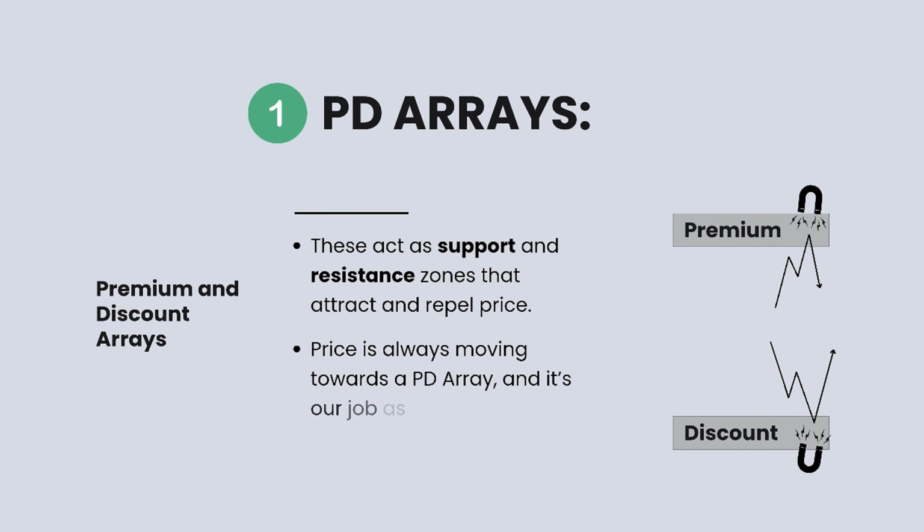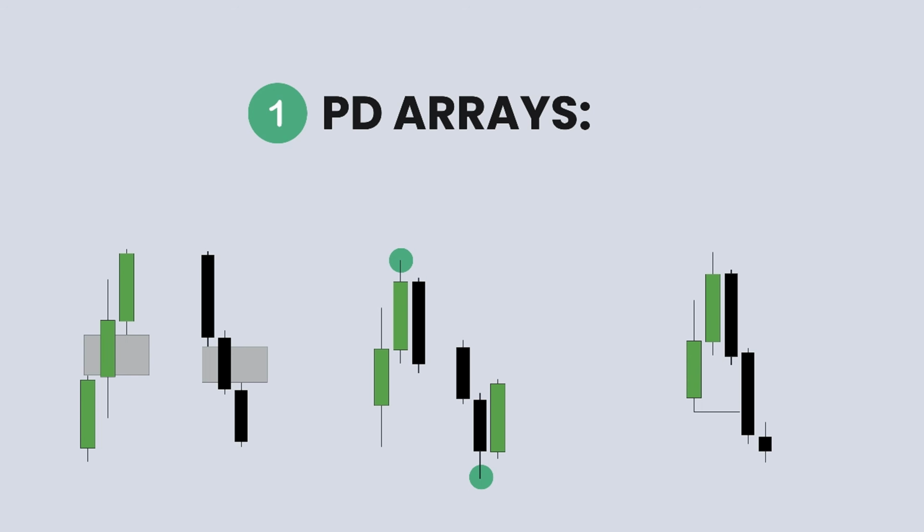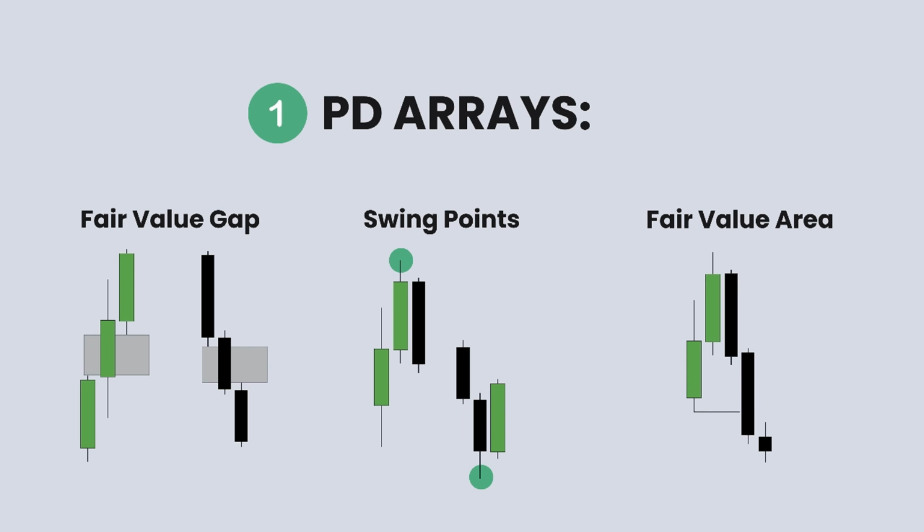Price is always moving towards a PD array, and it's our job as traders to identify which PD array is next. Identifying the next PD array essentially means finding our target. Once we know our target, we automatically know the market's direction. Here are the main PD arrays I focus on: fair value gaps, swing points, and fair value areas. I previously mentioned order blocks as a PD array in past videos, but understanding fair value areas means you've also grasped order blocks, breaker blocks, and mitigation blocks automatically.